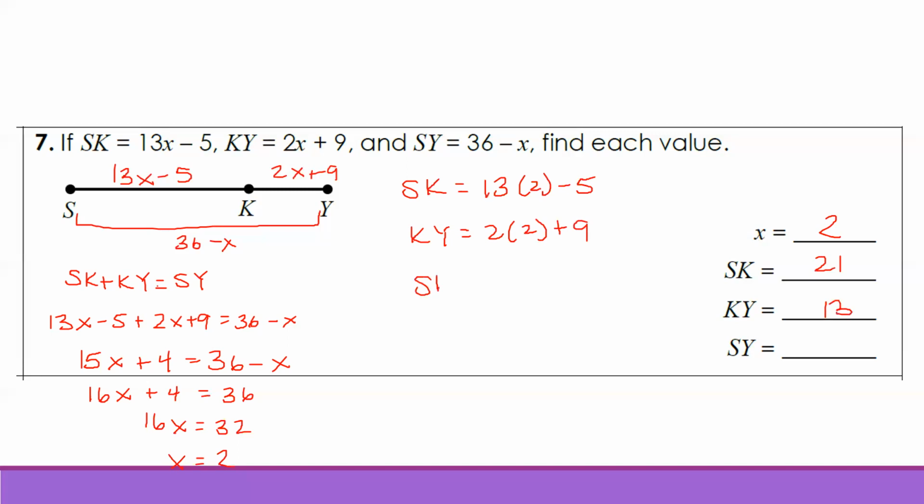And SY, now you have some choices here for SY. You can plug it in, 36 minus 2, that's fine, you get 34. Your other option is you know that SK and KY added together will give you SY. So I could have just added the 21 and the 13 to get my 34. Both ways work.